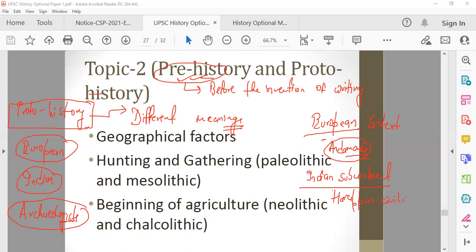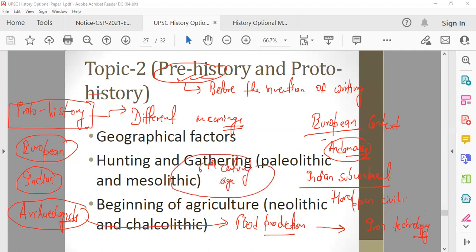Then the third point is from the point of view of archaeologists. What do archaeologists think about proto-history? They are using this word proto-history for the long period from the beginning of food production to the period of iron technology. If you remember, I have told you again and again, we'll keep on discussing it later also when we're talking Mahajanpadas, around 6th century BC, we find that iron was used at a large scale, 6th, 7th century BCE.